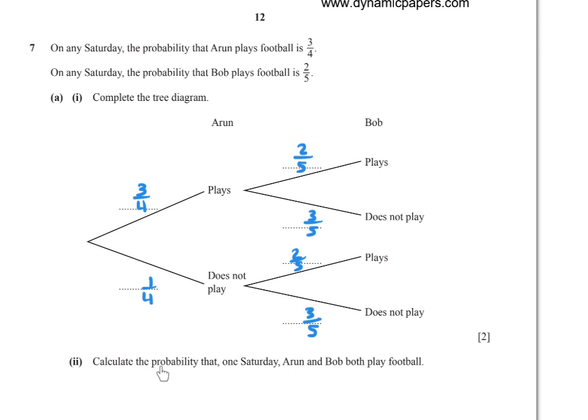Part ii, calculate the probability that one Saturday Aaron and Bob both play football. So both play, so 3/4 times 2/5, this branch. 3 over 4 times 2 over 5 equals 3 over 10 in the simplest form.